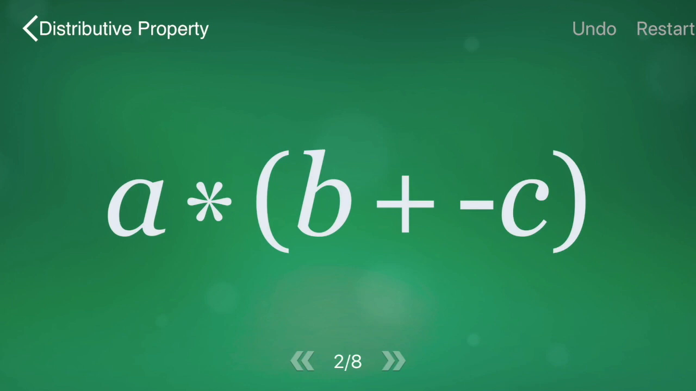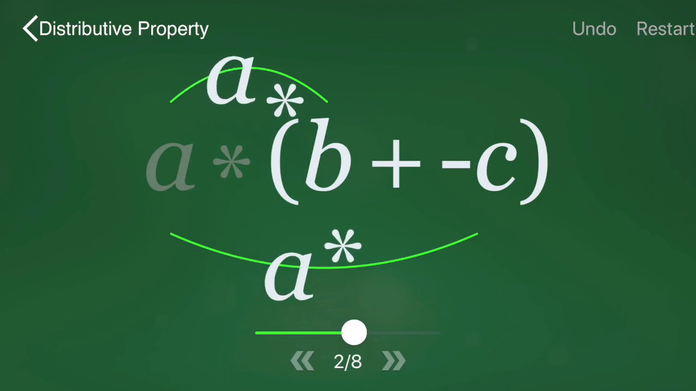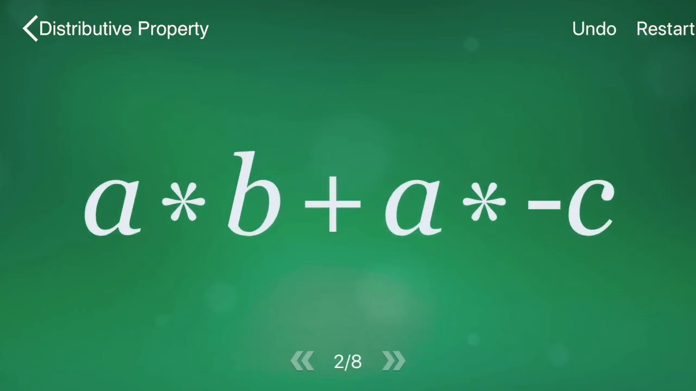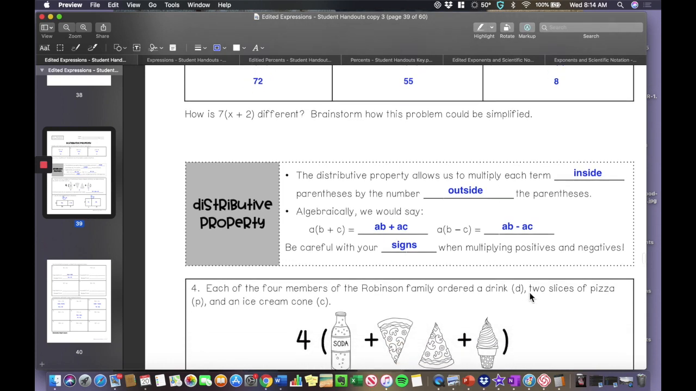it said A being distributed to B and negative C being your term. So again, I can tap on my star, take my dot on the bottom of the screen, and it's going to take the variable A and distribute it to the two terms inside. So it says, be careful with your signs when multiplying positives and negatives. Just to reiterate what I was just saying.